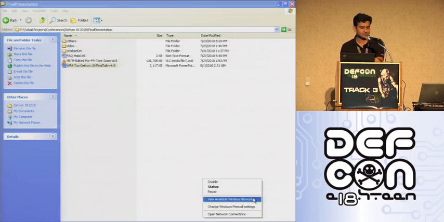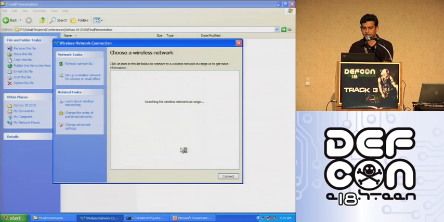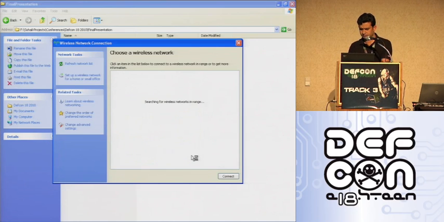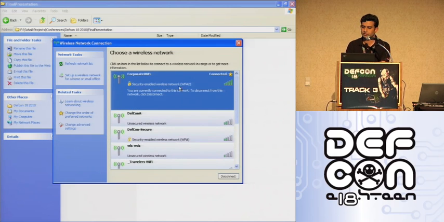I have set up one access point here, and you can see the SSID of that access point is corporate Wi-Fi. And if you go, you will see that this is WPA2 configured. This is a WPA2 access point.